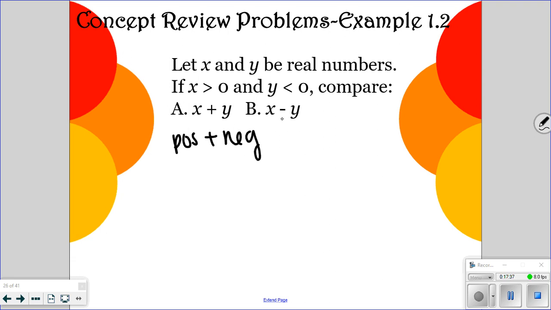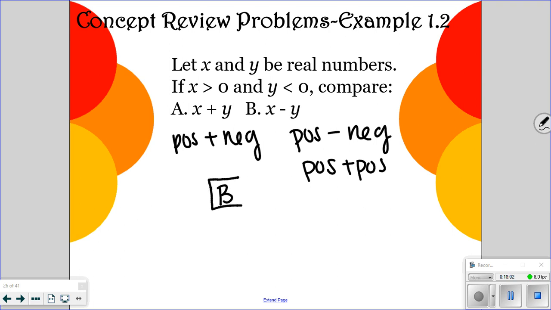For this next one, X is positive, and then we're going to have minus a negative number. Well, minus a negative turns into plus a positive. And so this one is always going to be bigger because it's going to be 2 positive numbers being added together instead of a positive and a negative. So your answer here would be B. Okay, so that's how that would work.